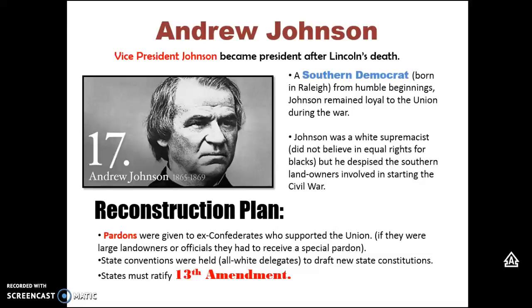So his Reconstruction plan was that pardons were given to ex-Confederates who supported the Union. If they were large landowners or officials, they had to receive a special pardon. And remember, pardon means to be forgiven of your crimes. State conventions were held, all white delegates, to draft new state constitutions. And also the state, again, must ratify the 13th Amendment, which abolished slavery.